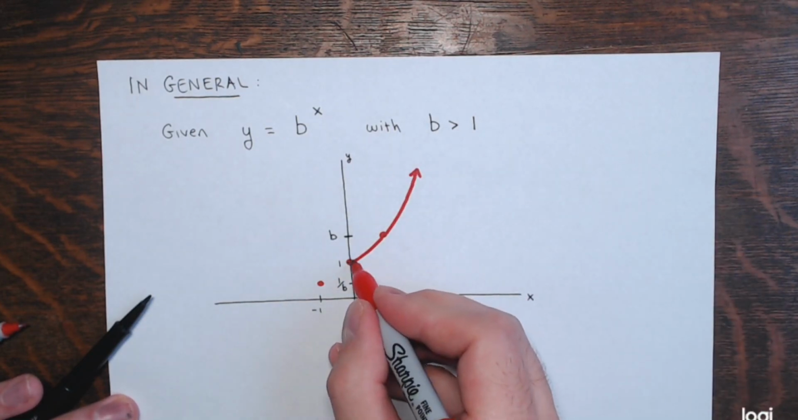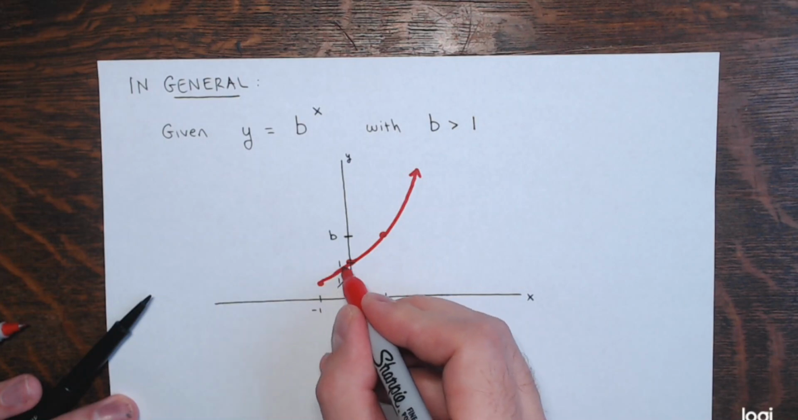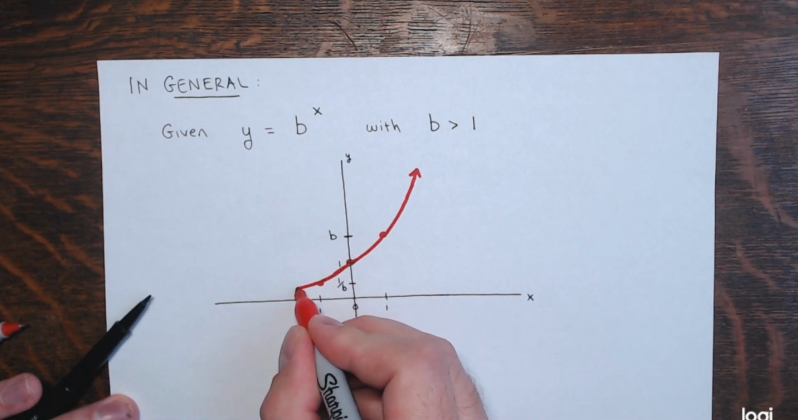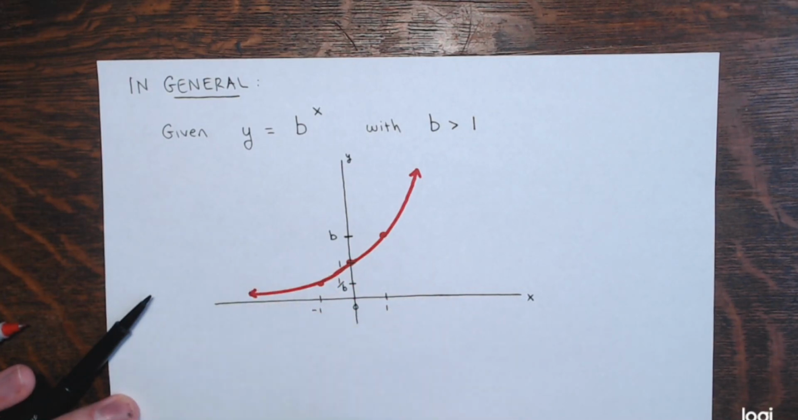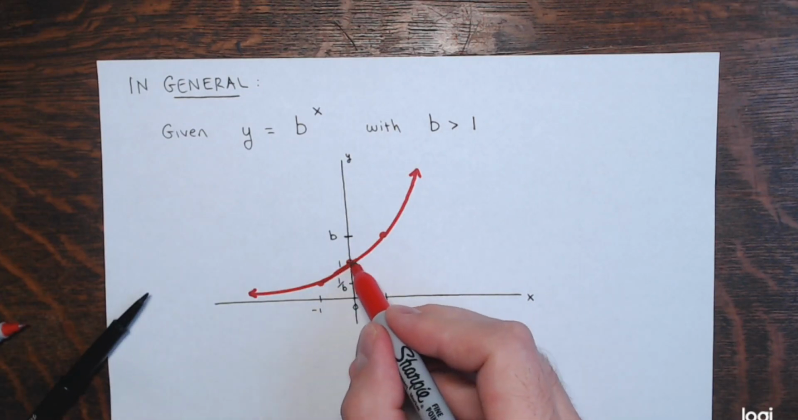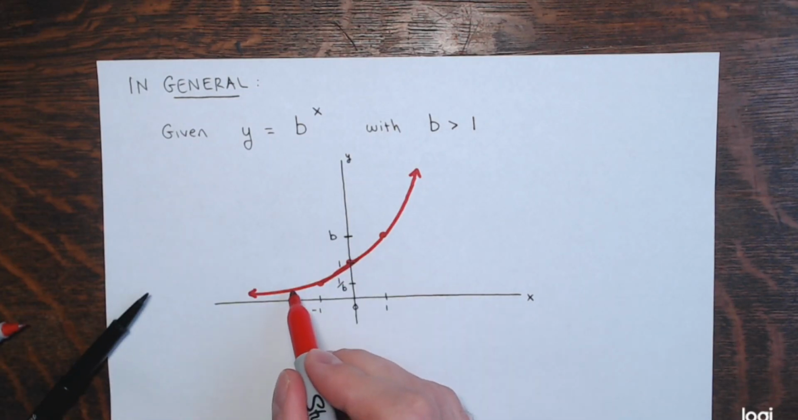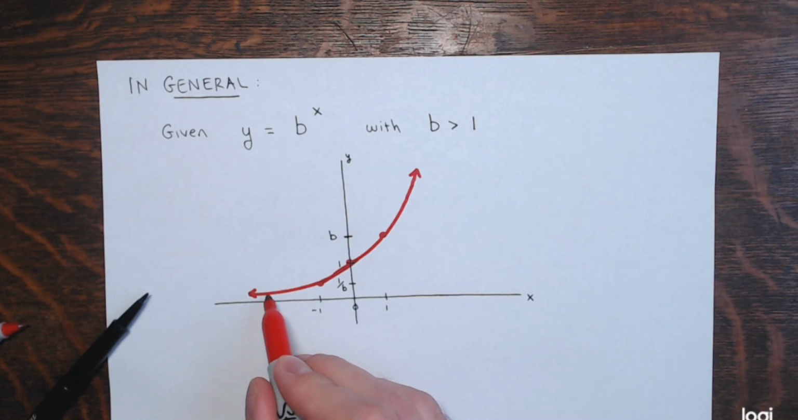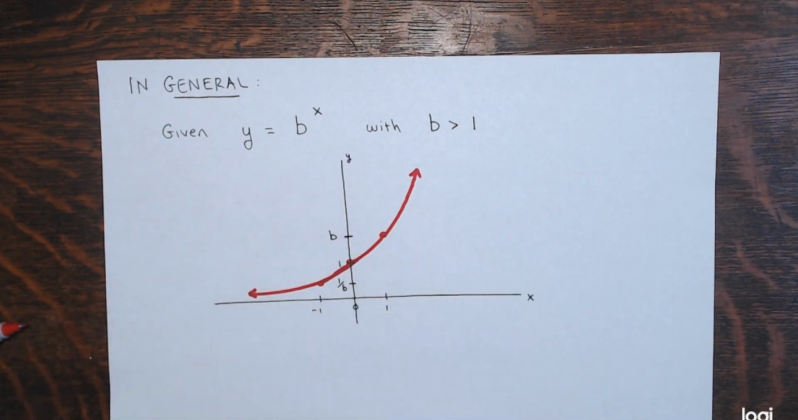But then as I move left, the graph will get smaller, but slowly, and always be positive. Right? Plug in negative 2, you get 1 over b squared. Plug in negative 3, you get 1 over b cubed, and so on.